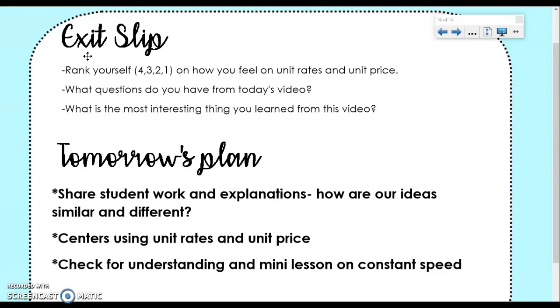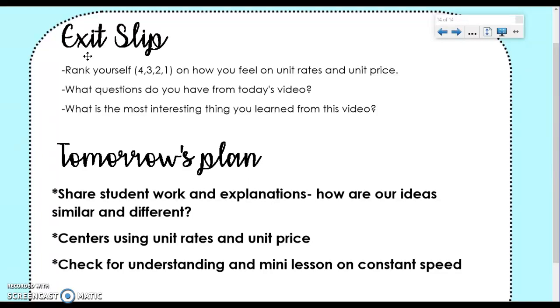Okay, tomorrow's plan, we're going to share your student work from your notes and explanations. I want to touch base on how our ideas are similar and different. I want us to be like, ooh, that's a good idea. I like how this student showed that they thought about it this way, okay? Because the more we're able to collaborate together, the better off we are.